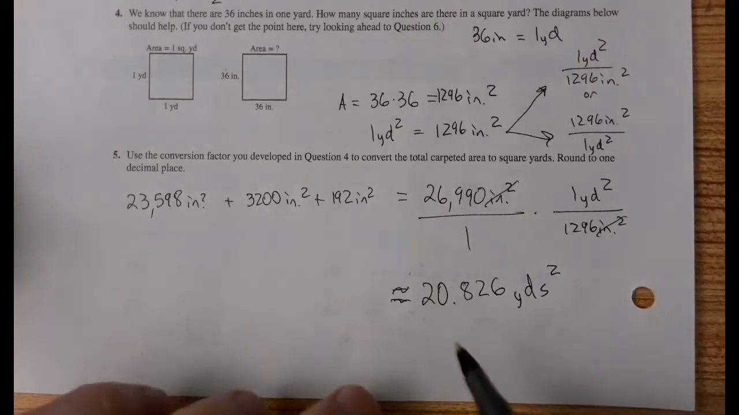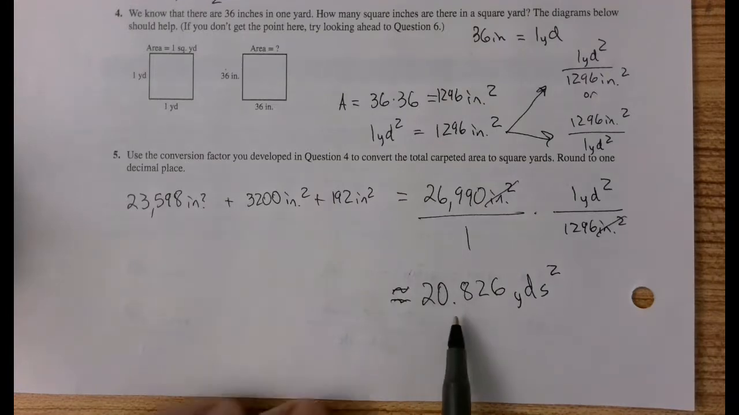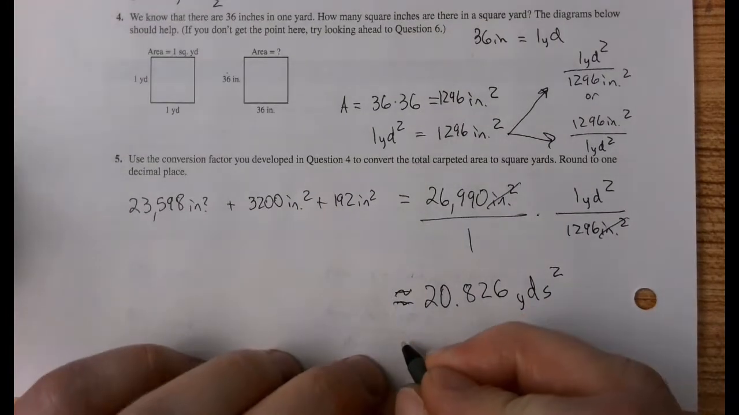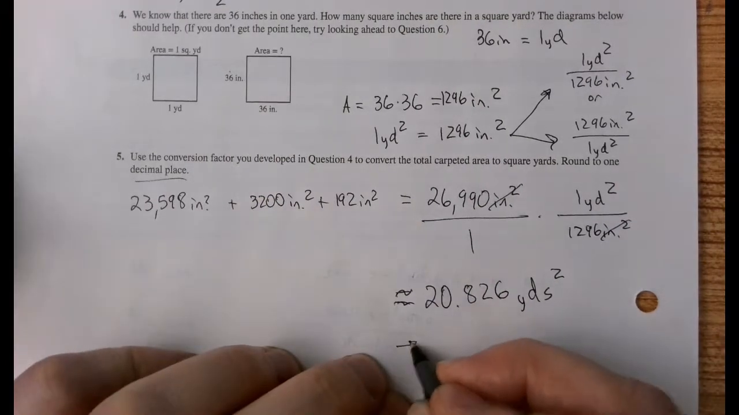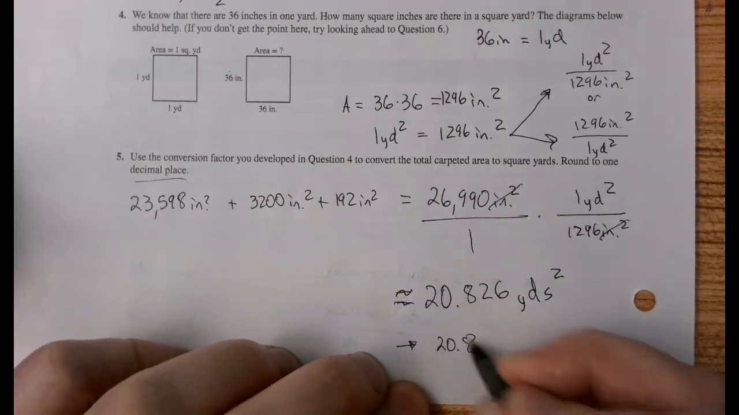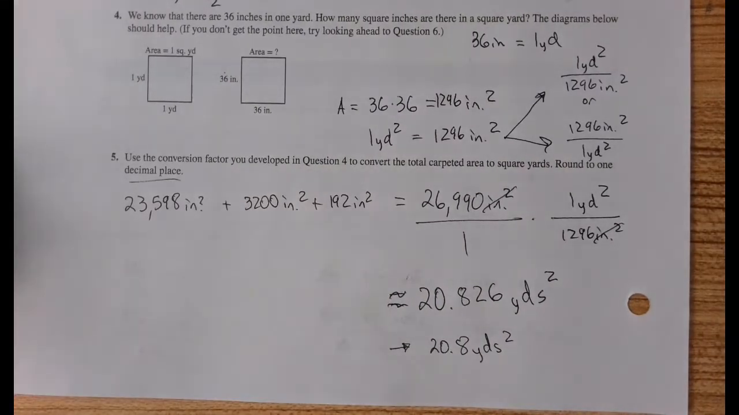So in the last video, we ended with our estimate, or our value, being 20.826 yards squared. I forgot to note that he wanted us to round to one decimal place. So that would be 20.8 yards squared is what we're supposed to have. Now on the next page, I'm going to skip this part.